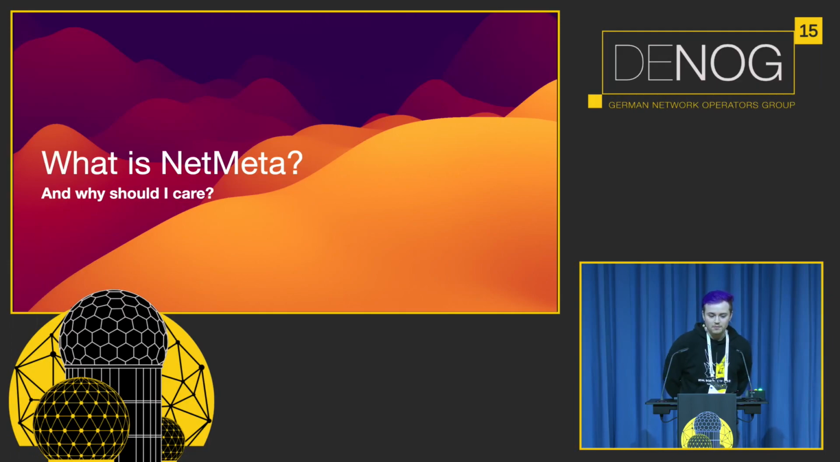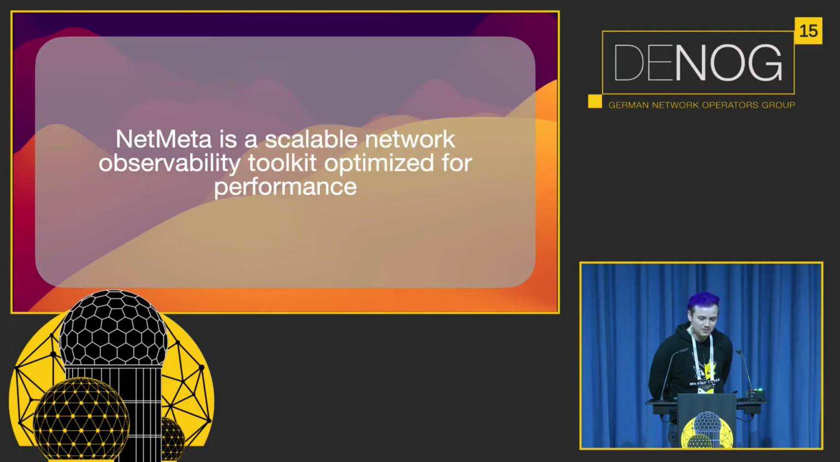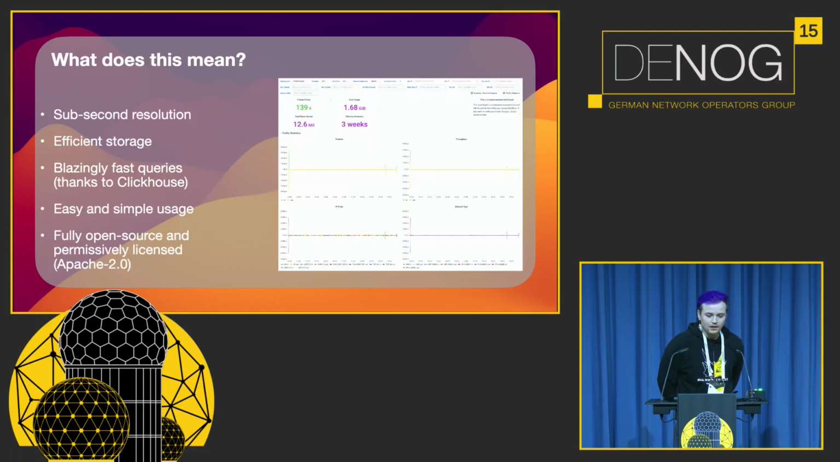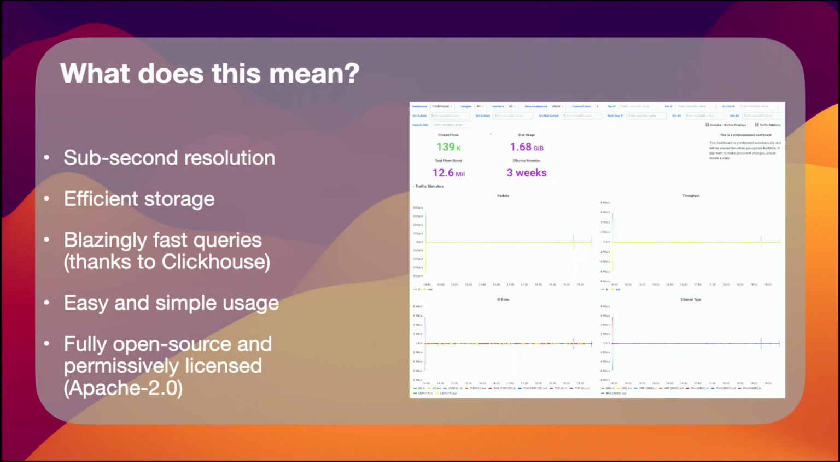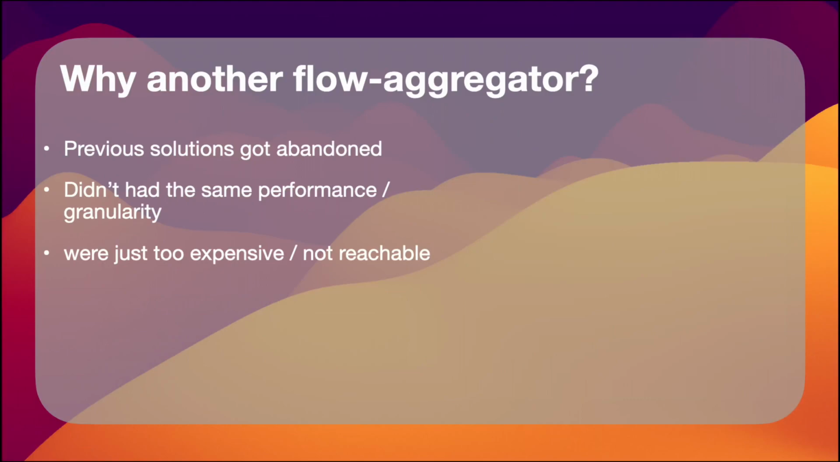First of all, what is NetMeta? As already said, it's a scalable network observability toolkit optimized for performance, but what does this mean? It's basically just a flow collector, but completely open source and permissively licensed. It's based on ClickHouse and allows fairly easy use of literally everything that writes SFlow, NetFlow, or whatever. It also has support for the use of port mirrors, but that's something we'll come to.